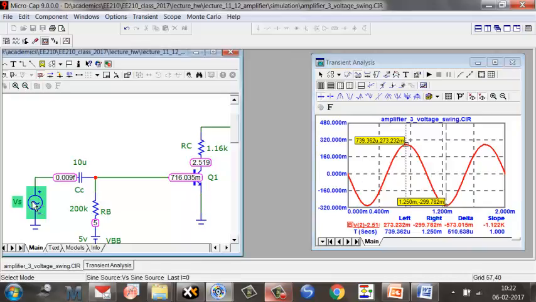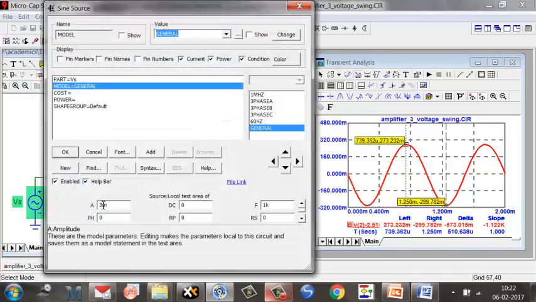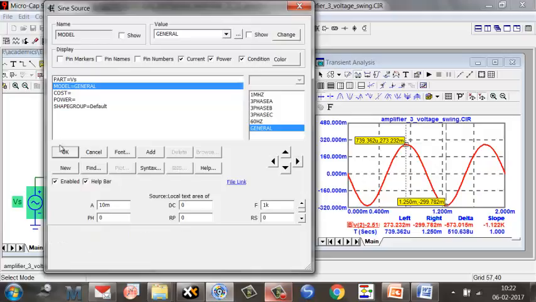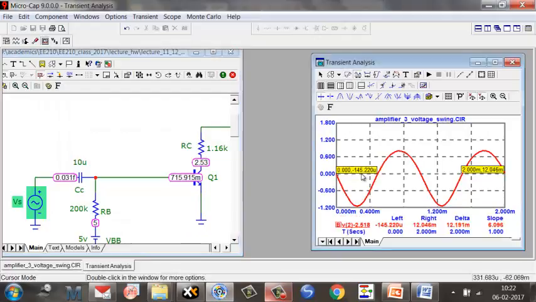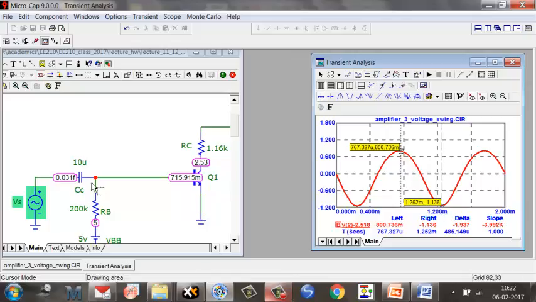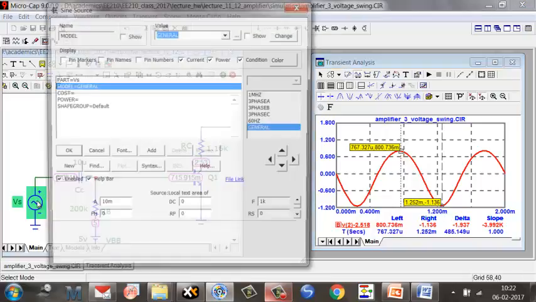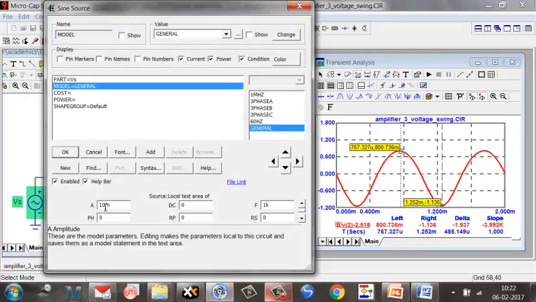So let's increase the value here. Instead of 3, let's put, I don't know, 10 milli. Okay, 10 milli. Let's put the values here. I get 800.8 volt here, and on the negative side, I get minus 1.136. Okay, you want to drive it harder? All right, 15 millivolt.